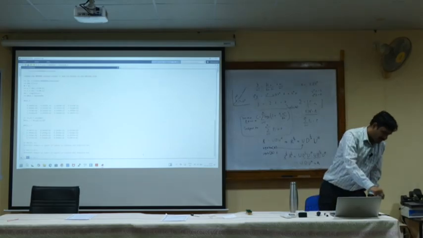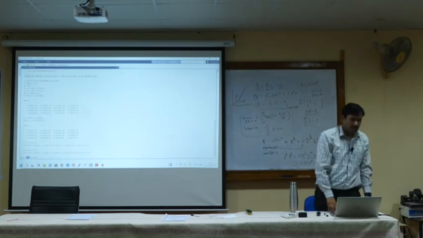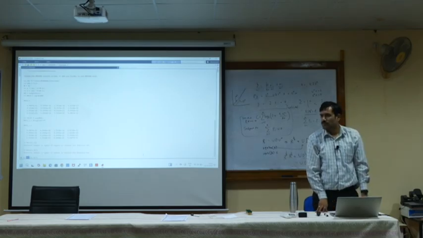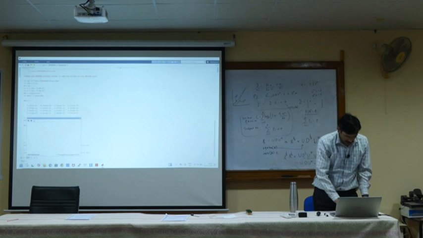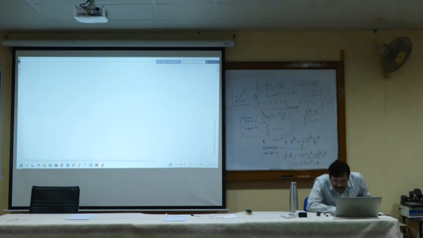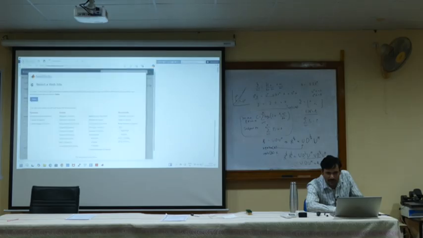Can we connect the battery here? A little bit. 35%.